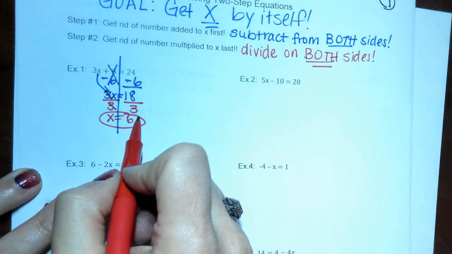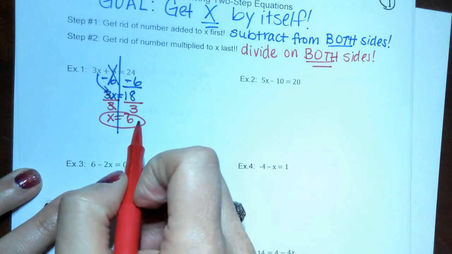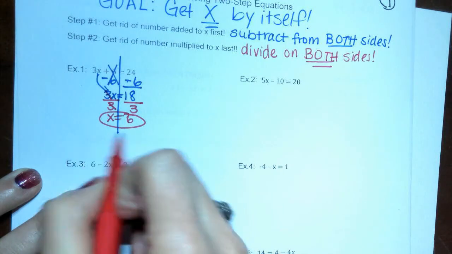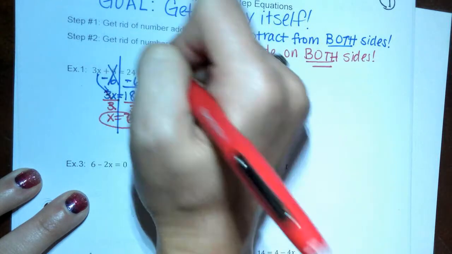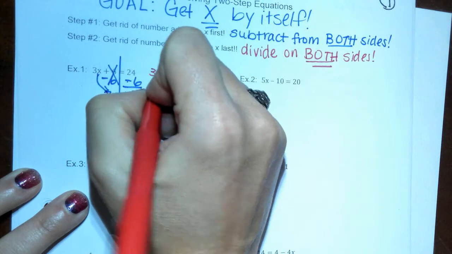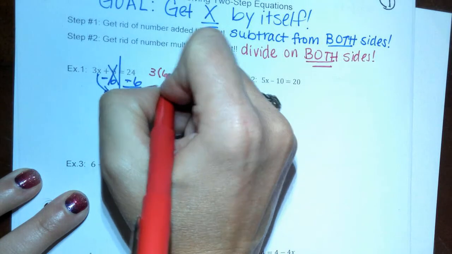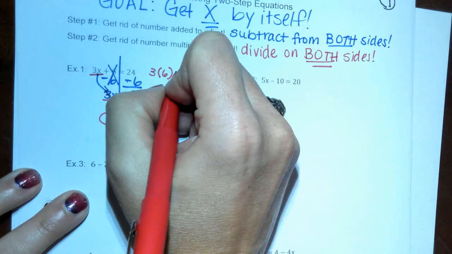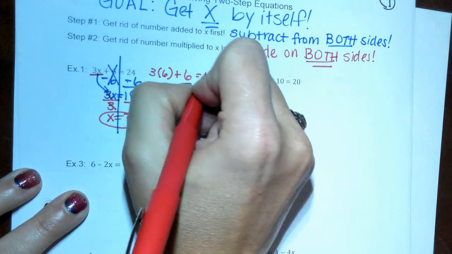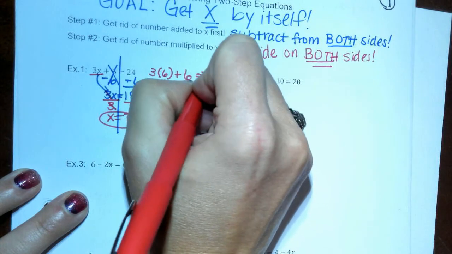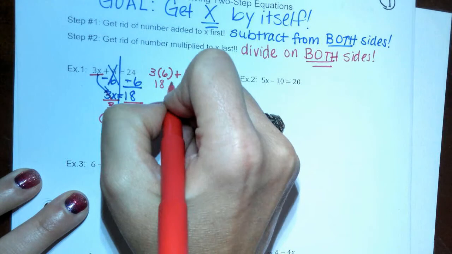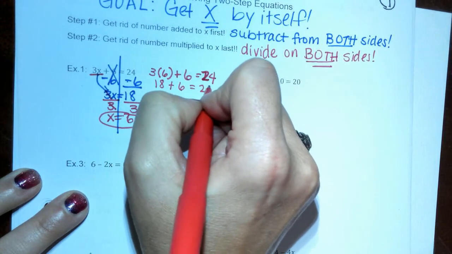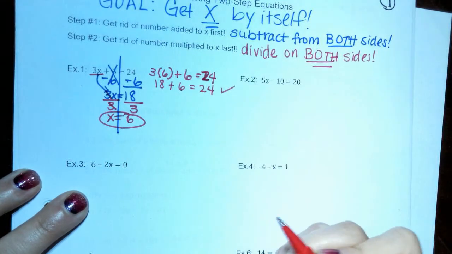Now remember, there's always a way we can check ourselves. We can take what we get for an answer and plug it back into our original problem. So here I'm just going to rewrite it. It would be 3 times 6, because our x is 6, plus 6 equals 24. So 3 times 6 is 18, plus 6, is that 24? It is. It checks out. Okay?